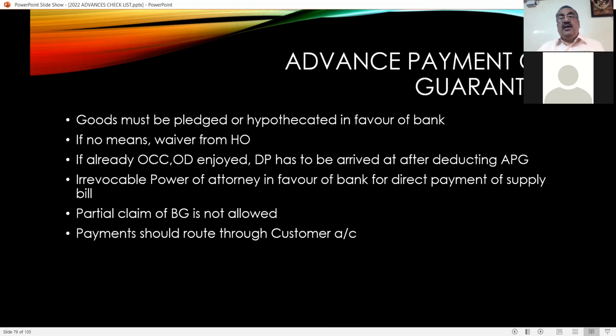Payment should route only through the customer account. It should not be paid directly, and whatever be the thing, the bank guarantee amount has to be given credit to the customer account. From the customer account, then the beneficiary has to be paid. And the bank is not supposed to make the direct payment from the bank account to the beneficiary account.